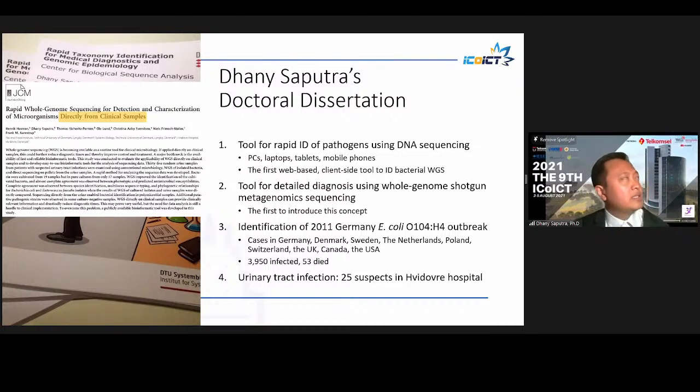And at that time, we found a false source tracking, which we thought was from a group. It was cucumber from Spain. And then when it was imported to Germany, the cucumber was thought to be the cause of this outbreak.